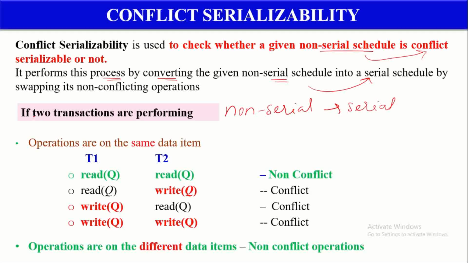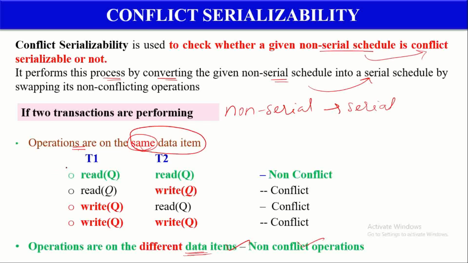If two transactions, or more than one transaction, are performing operations on different data items, they are known as non-conflict operations, because those transactions are doing operations on different data items, right? So that will not violate the consistency property, so they are non-conflict. The other option is if two transactions are performing operations on the same data item, so there is a possibility for conflict occurrence, right? So we should check which are conflict and which are non-conflict when the operations are done by different transactions on the same data item.